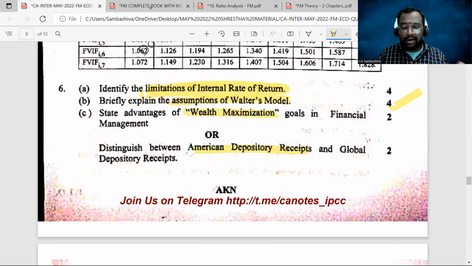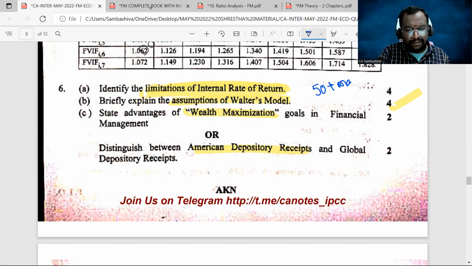So out of the 60 marks of the financial management paper of May 2022, I can confidently say that 50 plus marks are from our Shreshta materials. And you have witnessed already since the last 25 minutes. Are you following, every one of you? Right?